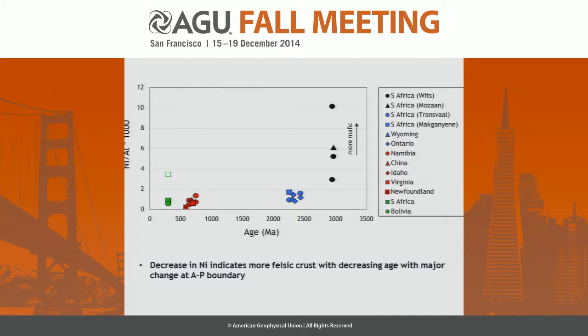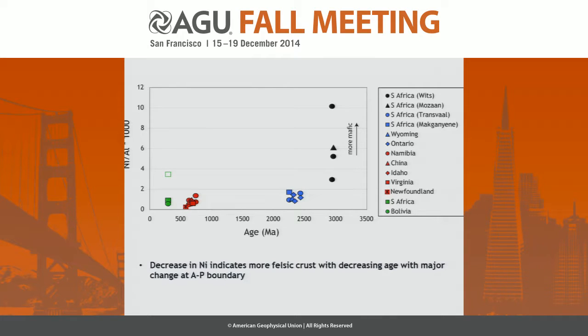So that is nickel versus aluminum times 1,000. Nickel is a very compatible element. It's present in mafic minerals and mafic rock types, enriched in those types of rocks. Aluminum is something that doesn't vary a whole lot in sedimentary systems, so it's basically a normalizing factor to eliminate the effects of quartz dilution. And the main point here is that you see dramatically more mafic crustal material in the Archean. You see this step change at the Archean-Proterozoic boundary, and then a further decline going up to the Phanerozoic.